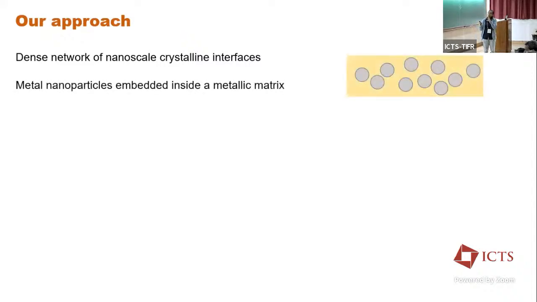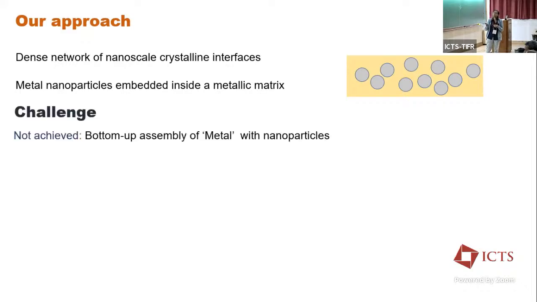Our approach is to embed metal nanoparticles inside another metallic matrix and place these nanoparticles very close to each other, where the interfaces are very close to each other. I'll show how the interactions will change the properties of the system. However, the challenge is that this structure is built of metal nanoparticles put inside another metallic matrix, and it has in general been difficult to assemble metal nanoparticles into a metallic matrix.